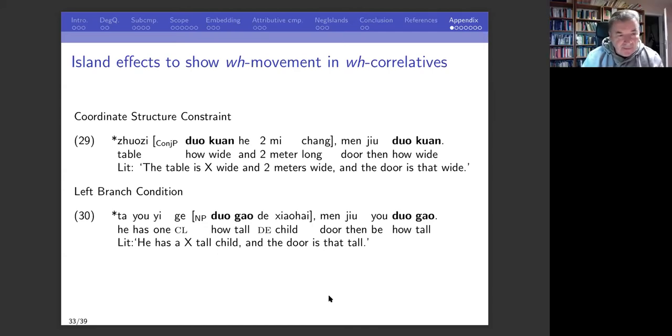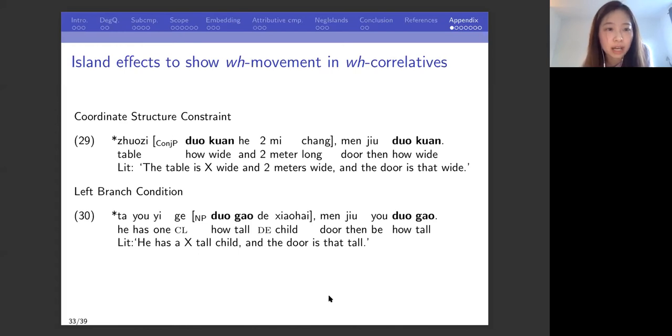Mm-hmm. Yeah, right now I don't have an example about the negative island effects, but we do have something to show that in the W correlative that we call the sub-equatives, you do find that the WH word is subject to certain island effects, including the coordinate structure constraint. So the table, how wide and 2 meter long, you cannot move how wide out of it to form the door is as that wide, right? And also in the left branch condition, he has one child, how tall, which is a modifying child. In this case, you cannot move how tall out of this NP, which is needed to form the latter, the man is that tall. So it's very interesting.